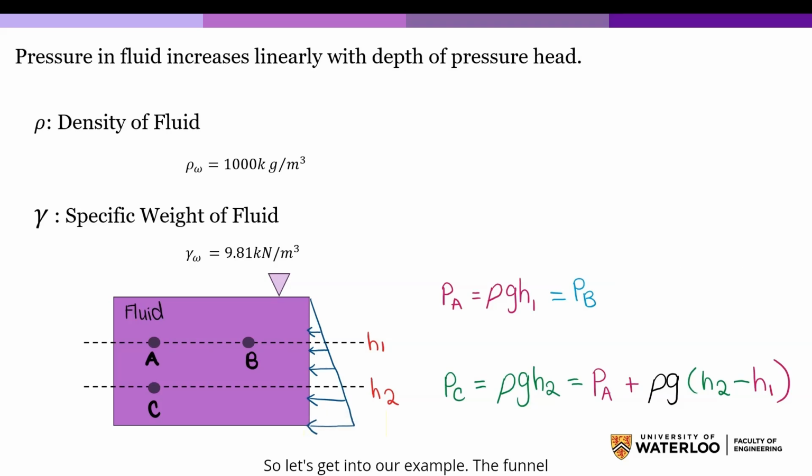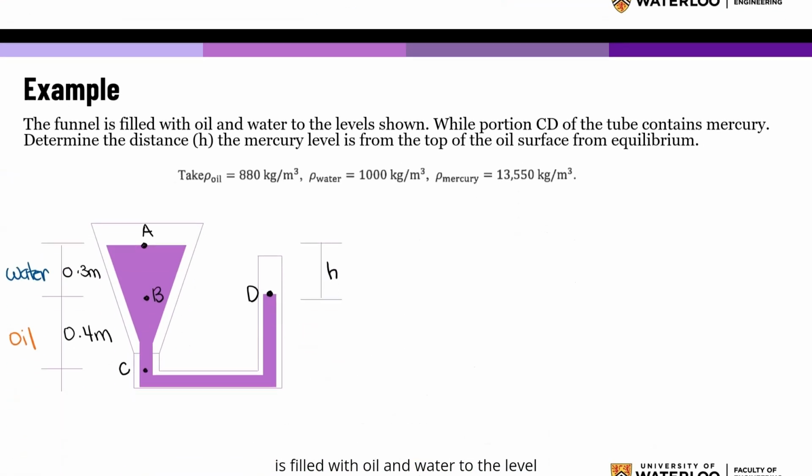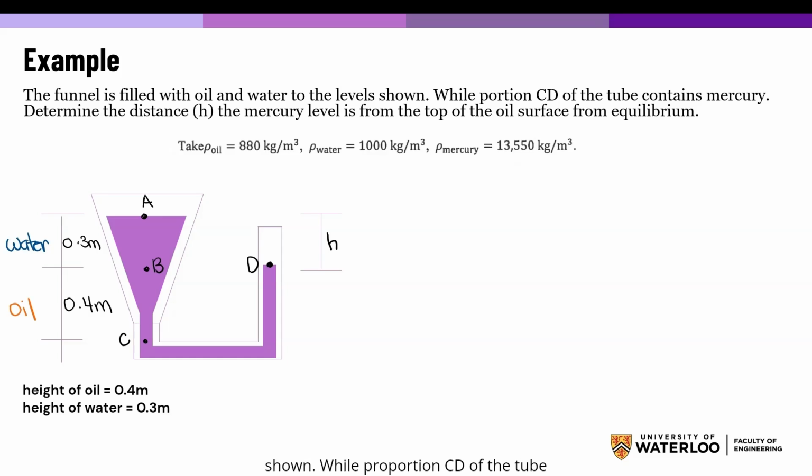So let's get into our example. The funnel is filled with oil and water to the level shown, while portion CD of the tube contains mercury. Determine the distance h the mercury level is from the top of the oil surface from equilibrium. The specific densities are given.